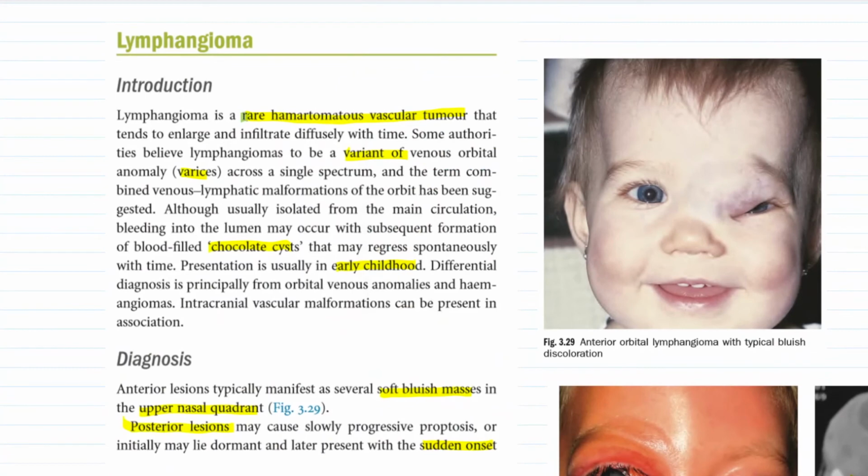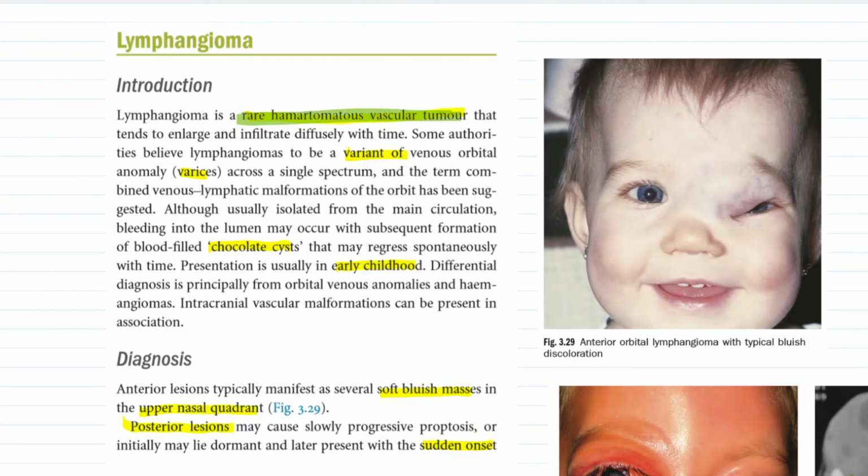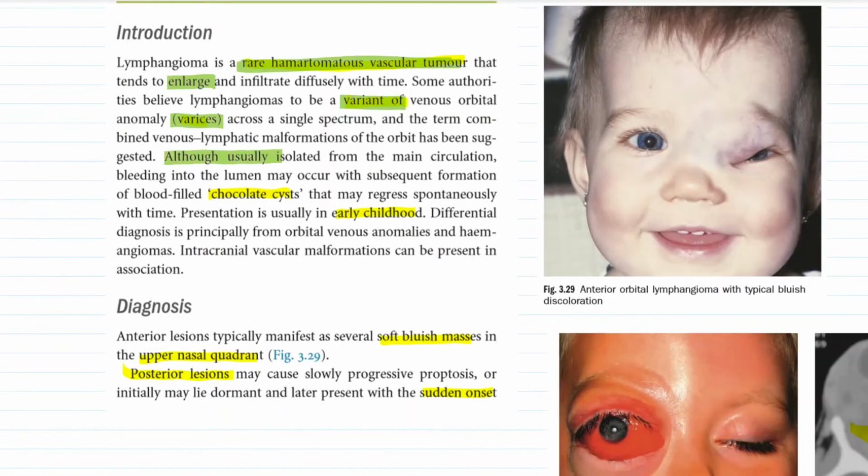The lymphangioma is a rare hamartomatous vascular tumor that tends to enlarge and infiltrate diffusely with time. So they can enlarge with time. This is a variant of varices. Although usually isolated from the main circulation, bleeding into the lumen may occur with subsequent formation of blood-filled chocolate cysts. May regress spontaneously. They present in early childhood, similar to a superficial dermoid.